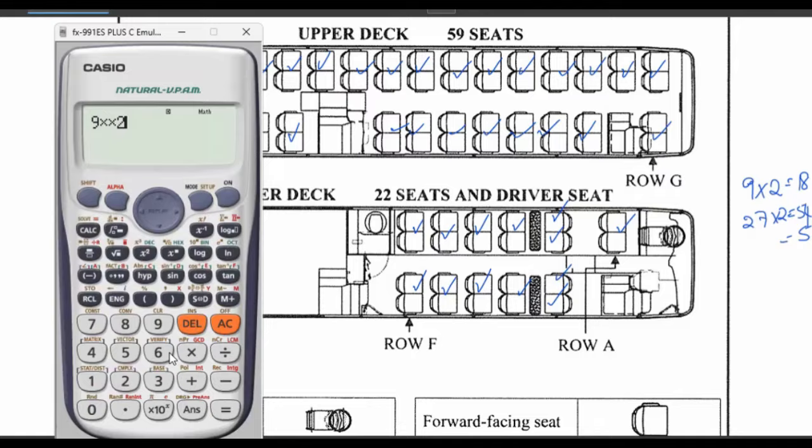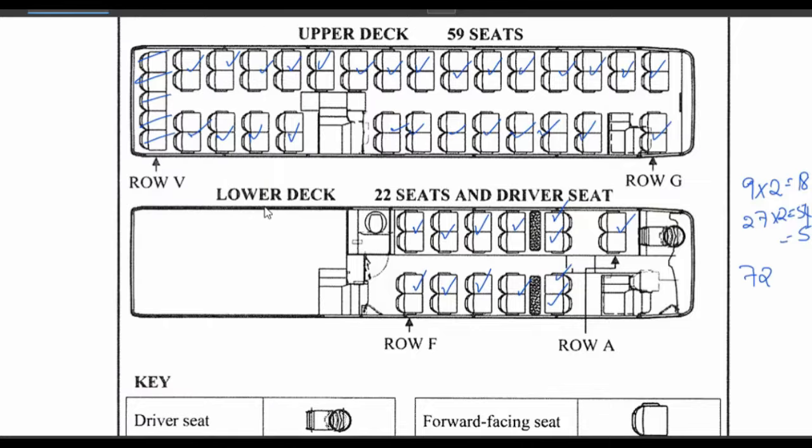Times 2 plus 54. You have 72. You see that? 72. Well, 72 minus 4, you give me 68 seats facing forward.